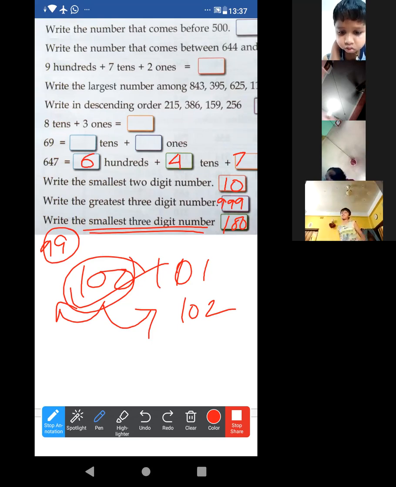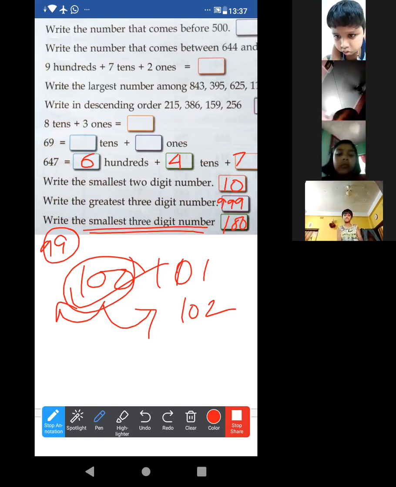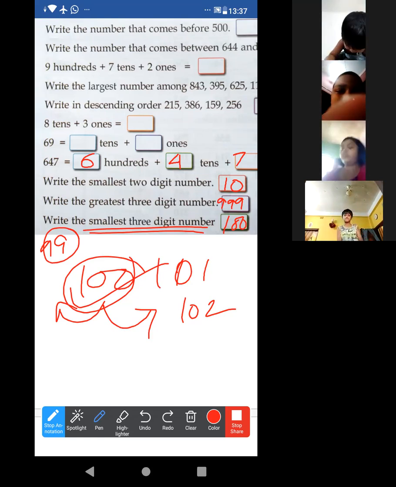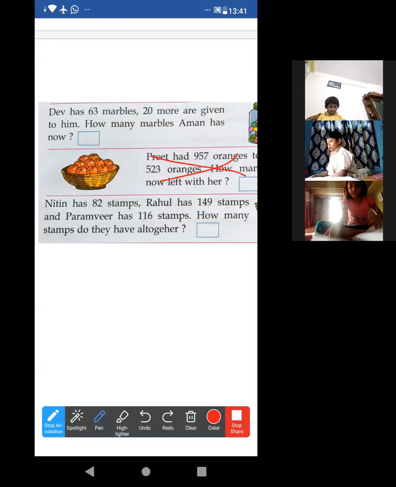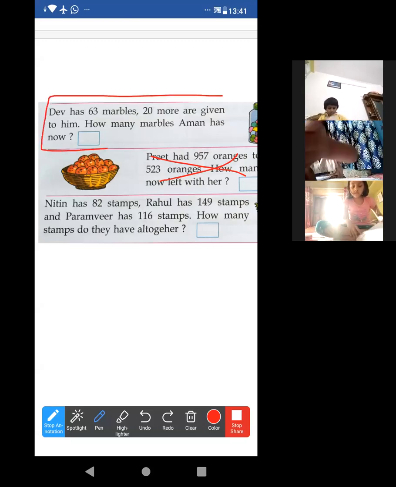Samriddha completed. Those who have completed, they will show me their copy. I am waiting for the others, but those who have completed, just show me their copy. Okay. But no need to write the question. It will be uploaded. Here you will just write the answer only.